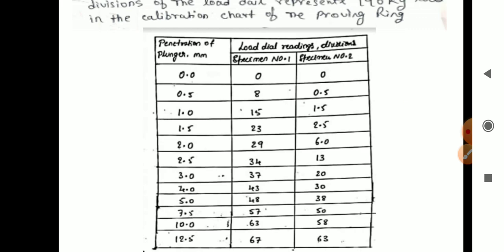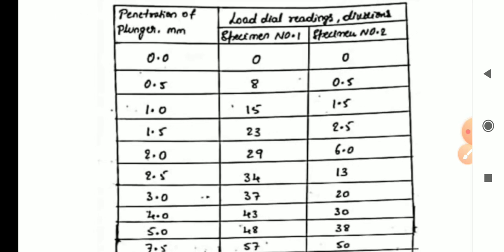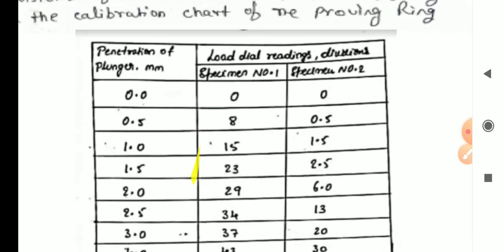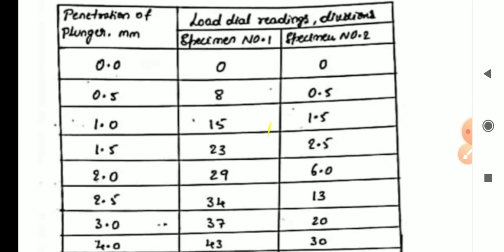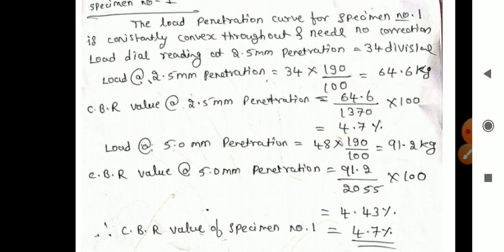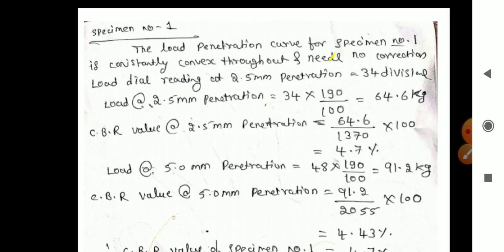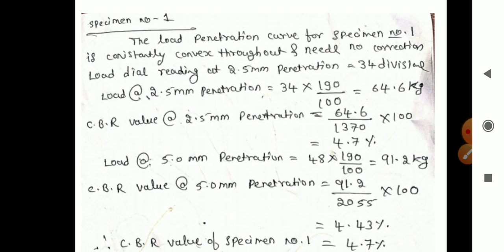For plunger penetration they are given, and the load dial readings are given, for specimen number 1 and specimen number 2. Now what we have to find is the CBR percentage. Now, for specimen 1, the load penetration curve for specimen 1 consistently.